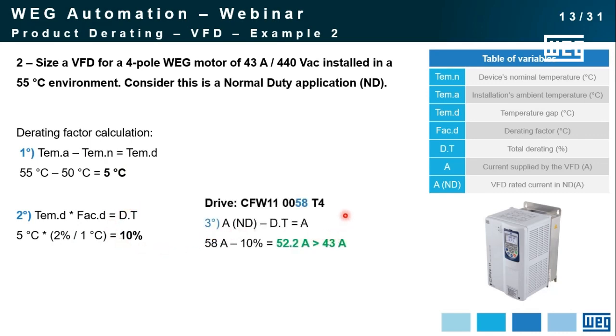So let's select here a 58 amp VFD, and then we decrease this 10% of the derating. So now let's say the max current that this VFD can deliver at this condition, 55 degrees Celsius, is 52, which is higher than 43. So okay, you can use it.